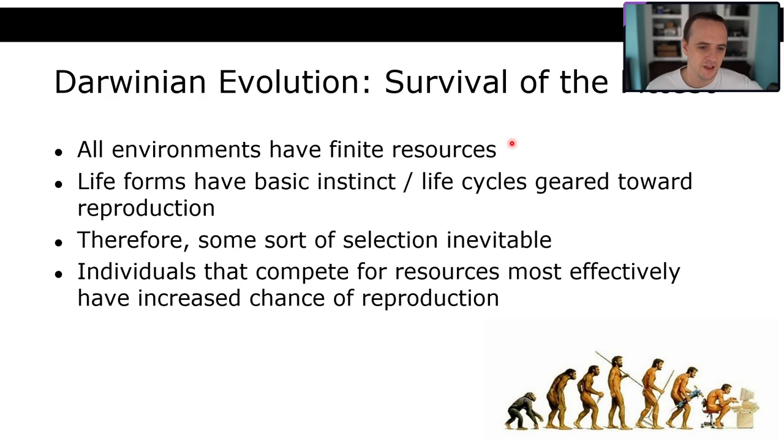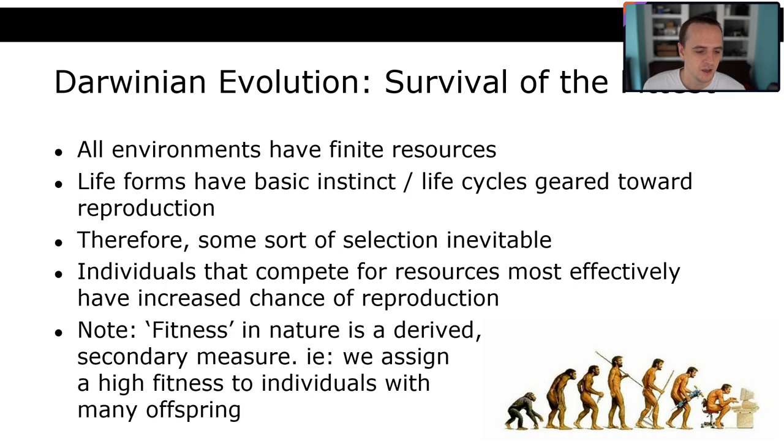Individuals that compete for resources most effectively have increased chance of reproduction. So what this means is if you are better at getting the resources, then you reproduce better. Now, it's not always that getting the resources is the thing, right? Some animals are a little bit sneaky when it comes to reproduction and sort of lie, cheat, and steal their way into it. But for the most part, if you have gotten resources that someone else hasn't, you're statistically more likely to reproduce than someone that hasn't, right? So this is an important fact, and it's not that obvious. When we talk about fitness in nature, fitness is a derived secondary measure.